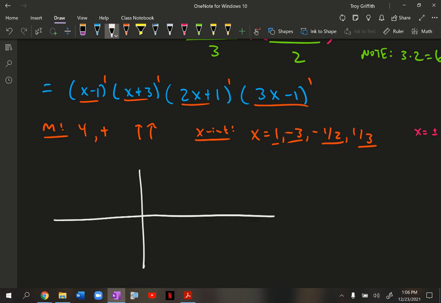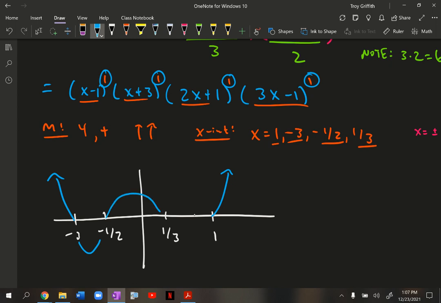And now I can graph. So I've got negative 3, negative 1/2. Let's see, positive 1/3 and positive 1, putting those in order. End behavior here is up and up. All of these are to the first power. So I'm going to go straight through at each one of these. Okay, pretty easy graph here, and we get this W shape when we are done.